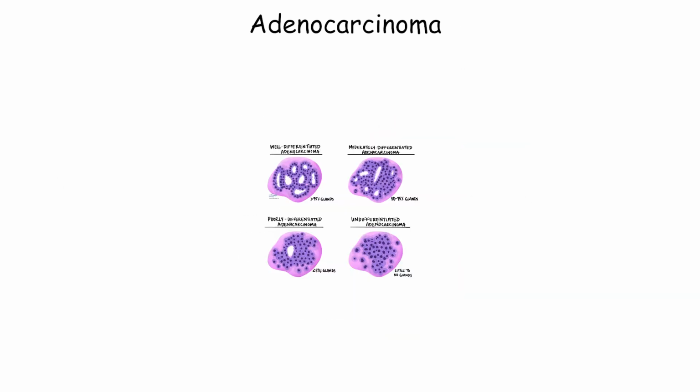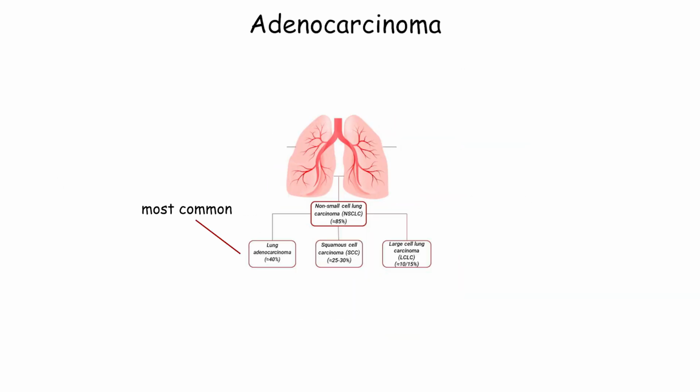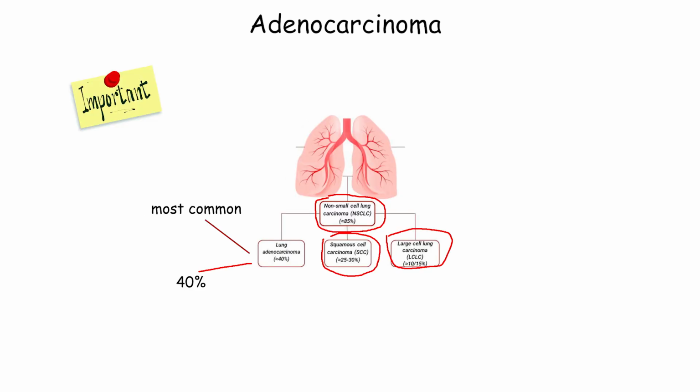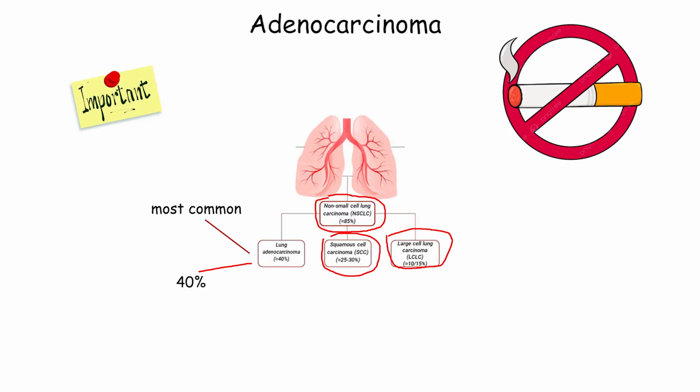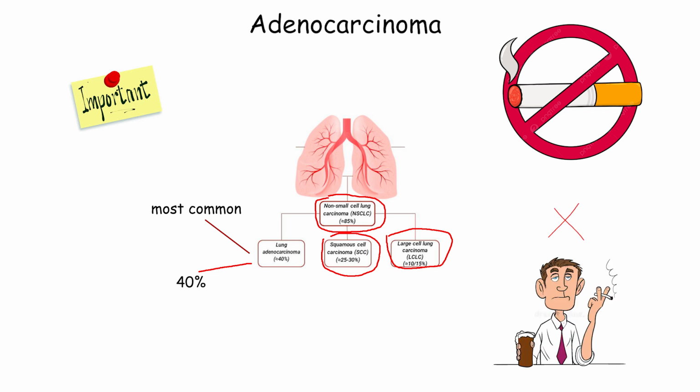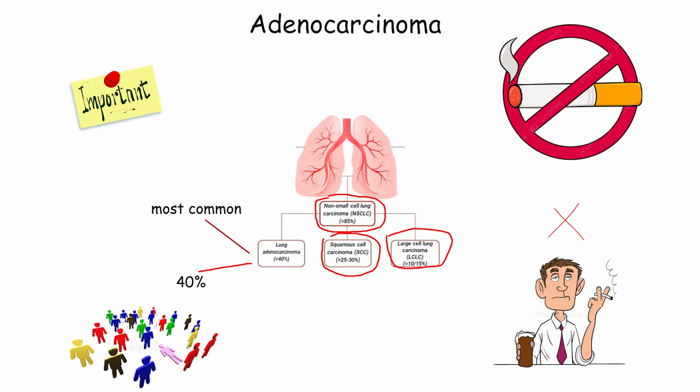Adenocarcinoma. Adenocarcinoma is the most common subtype of non-small cell lung cancer, NSCLC, and accounts for about 40% of all lung cancer cases. It is particularly notable because, unlike many other types of lung cancer, it frequently affects non-smokers. However, smokers are not immune to this form of cancer, as it can develop in anyone.